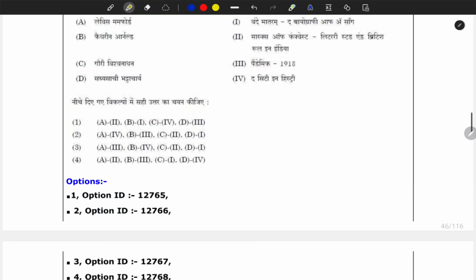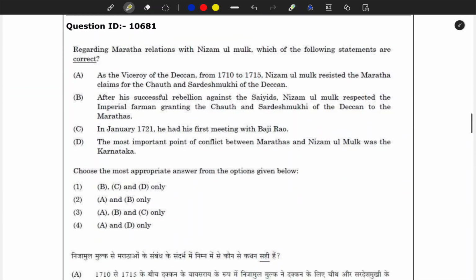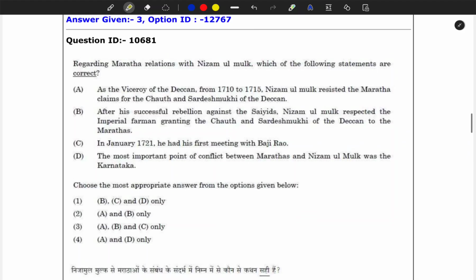So after knowing that, you will be able to do it. Sometimes if you know only one person's name, you will be able to answer, but sometimes it will be difficult even if you know two people's writings. So for this, I'll be reading the next question.